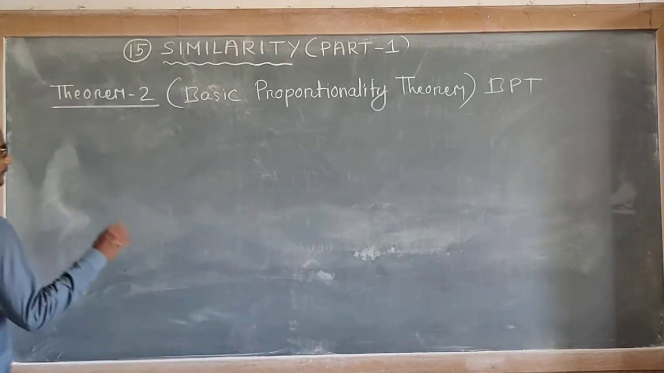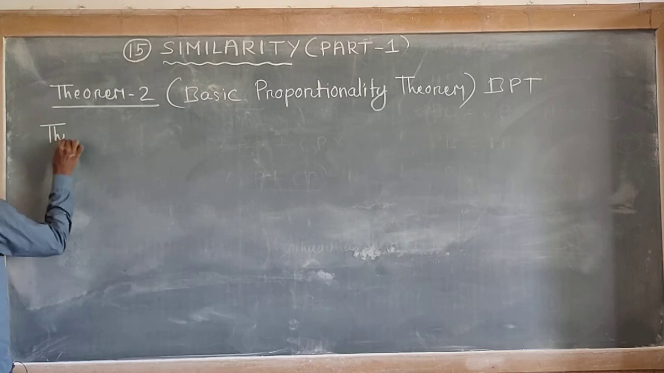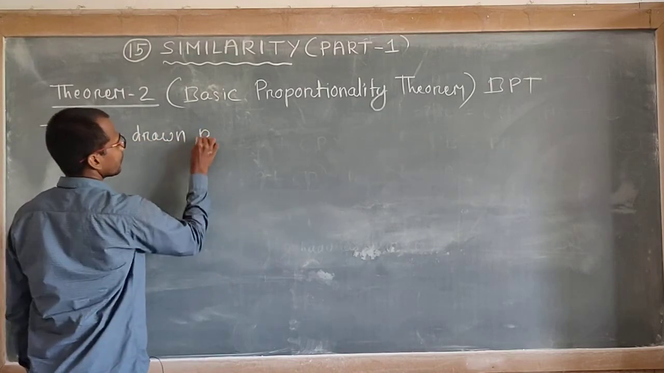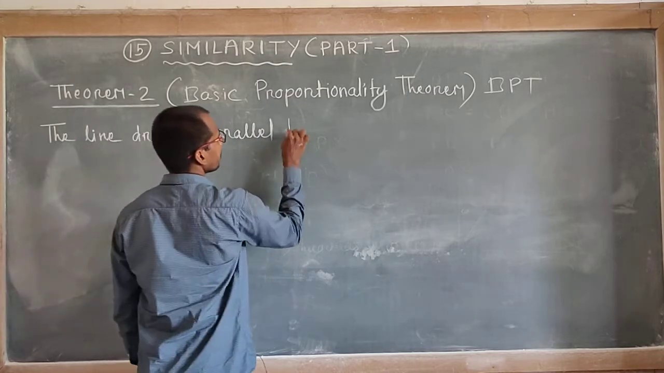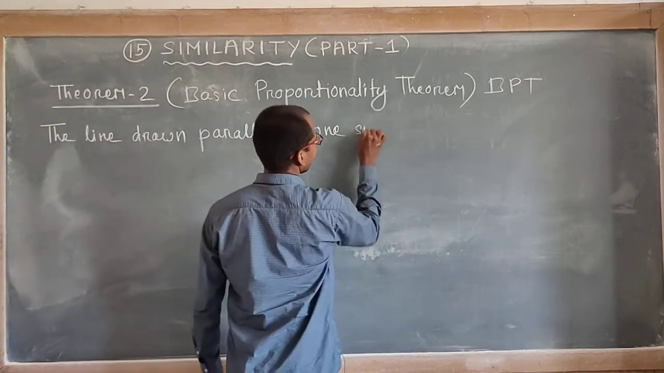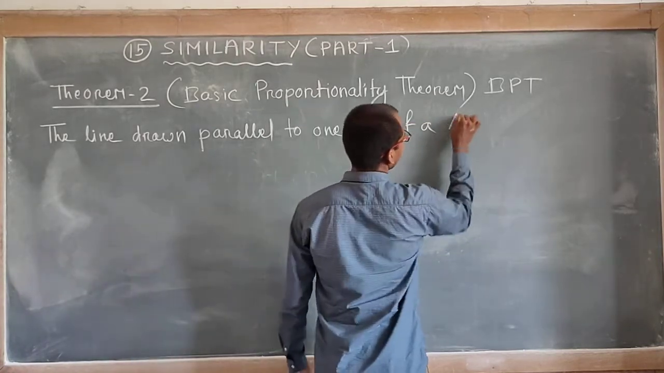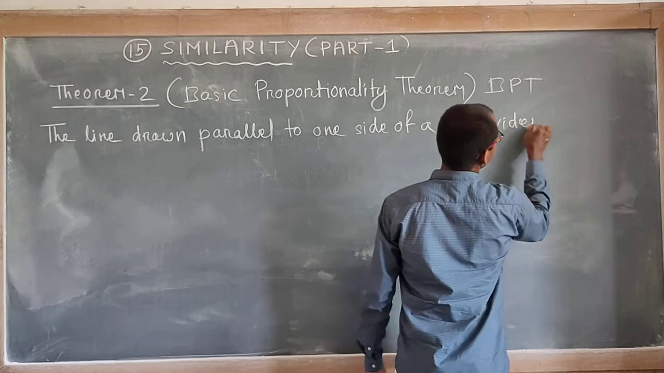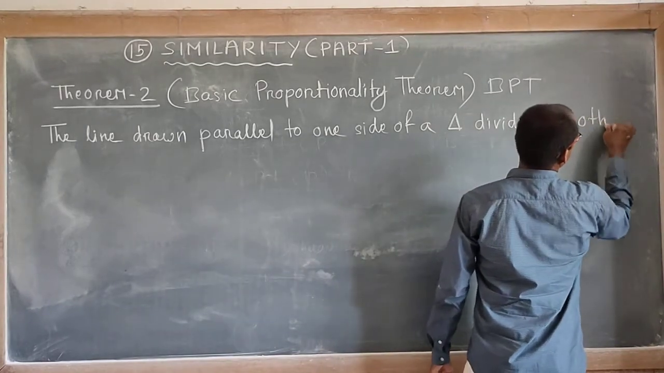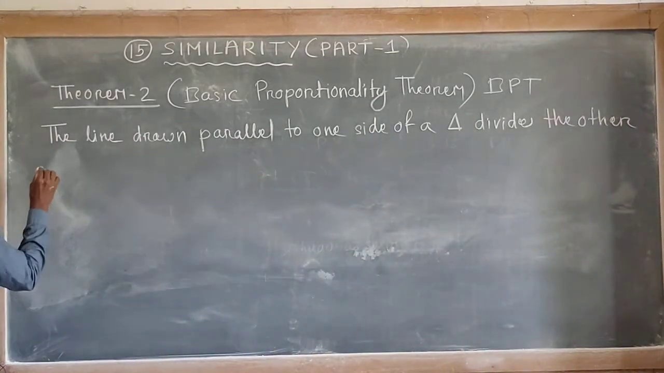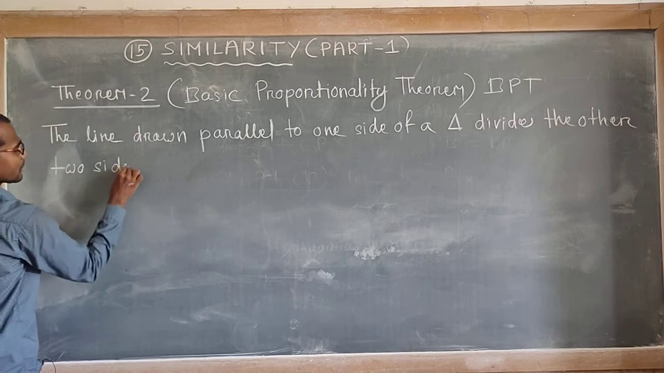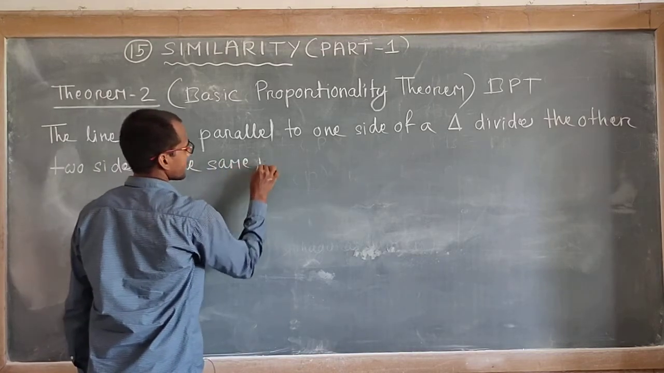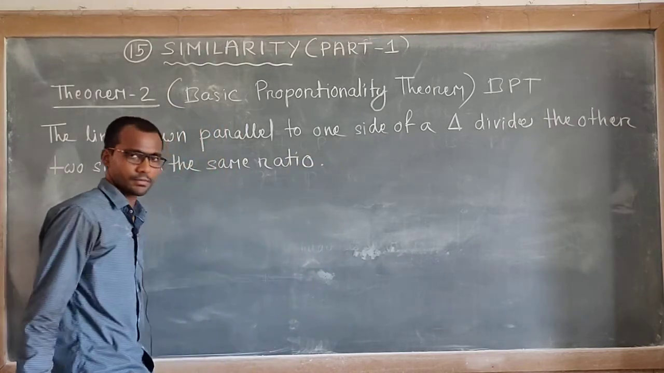So what is the theorem? It states that the line drawn parallel to one side of a triangle divides the other two sides in the same ratio.